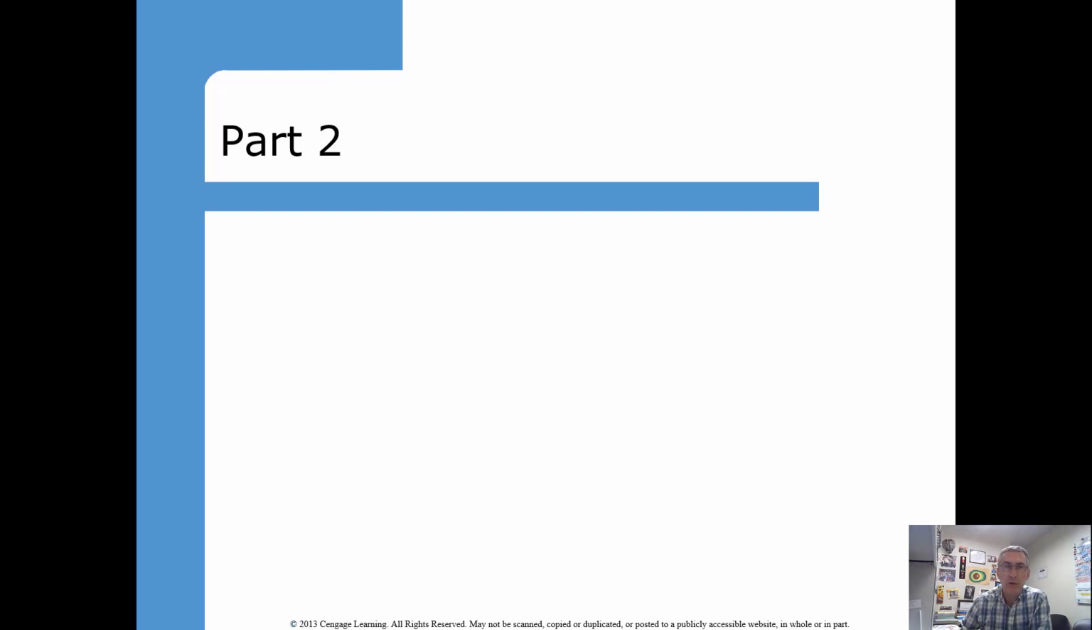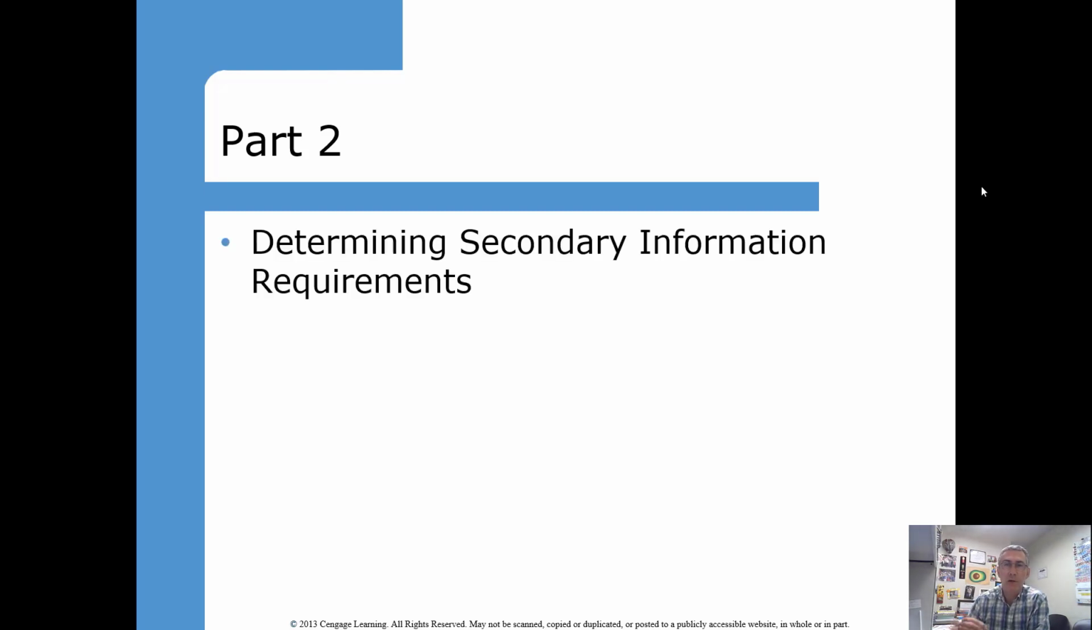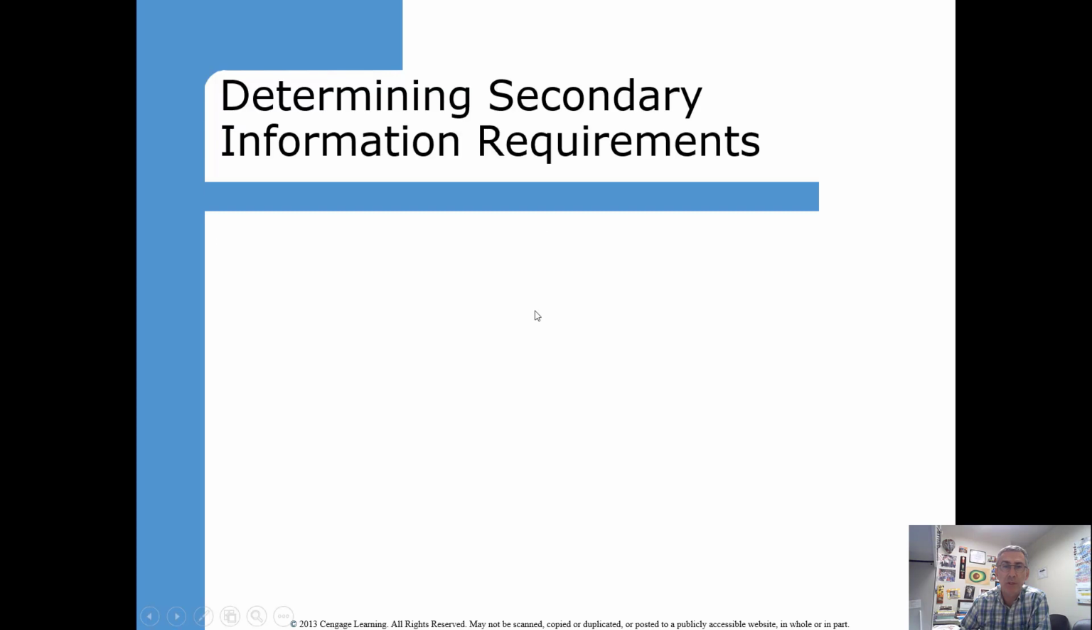And now we'll begin part 2. So for this part, we'll be looking at determining what the secondary information requirements are.